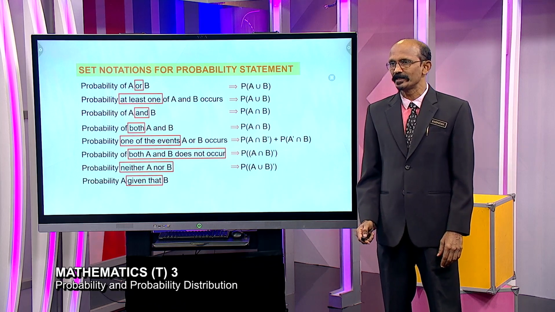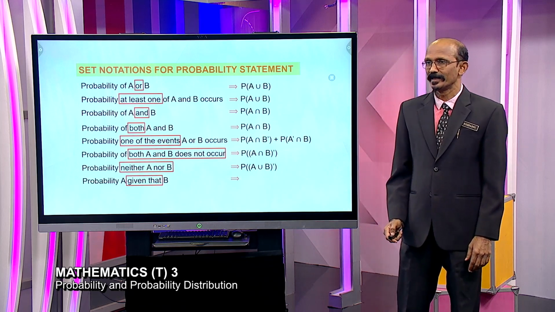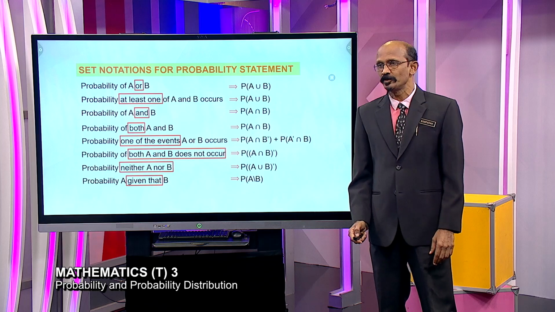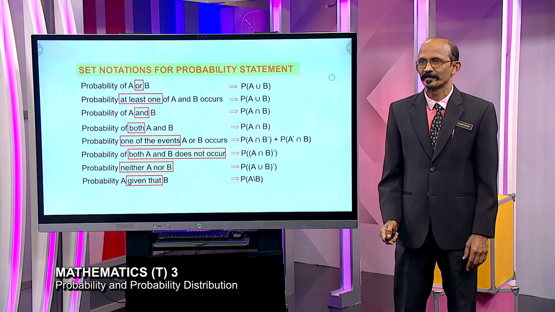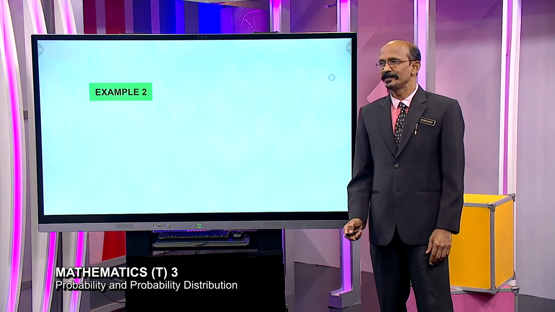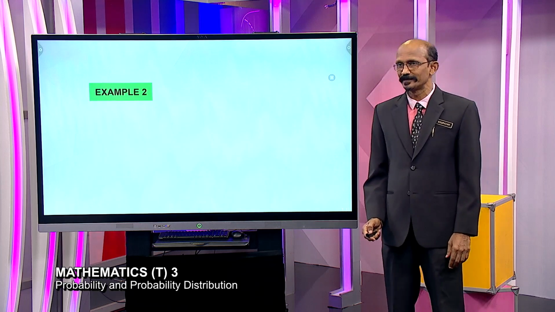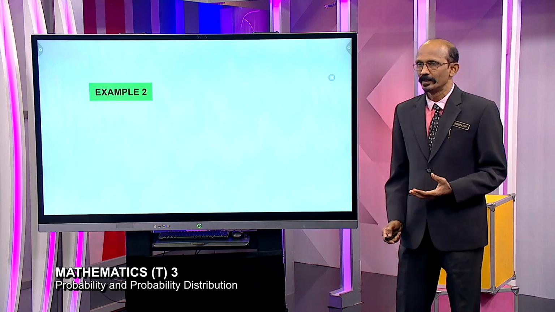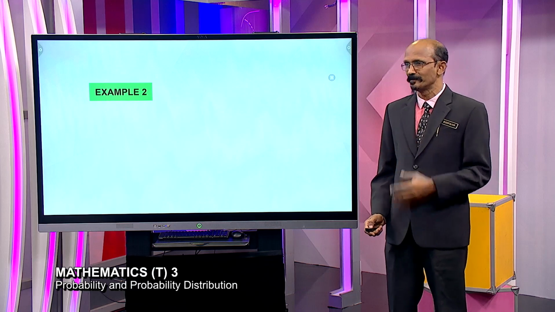So this actually comes under conditional. Under conditional, this one is probability of A given B. Okay, let us see one example, Sean. One example where I try to apply all the probability statements.